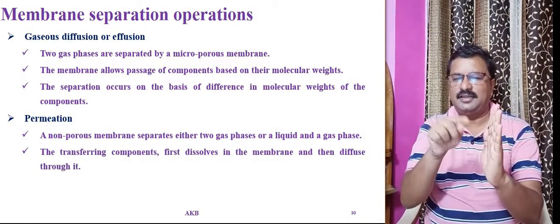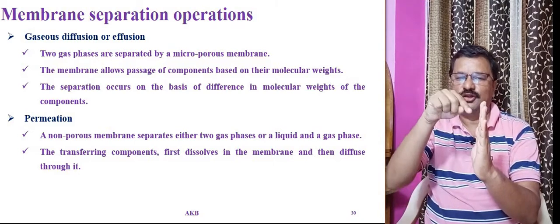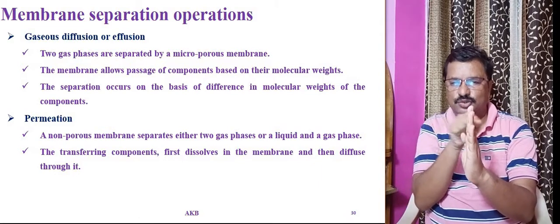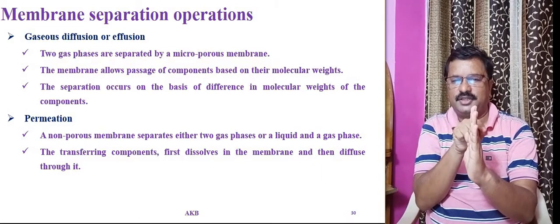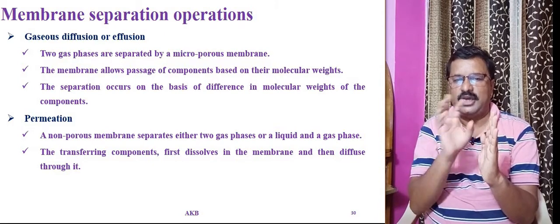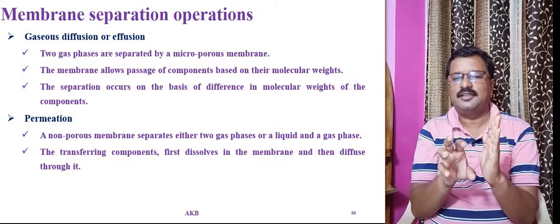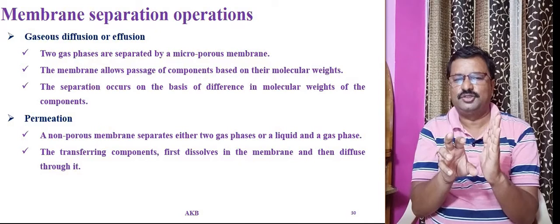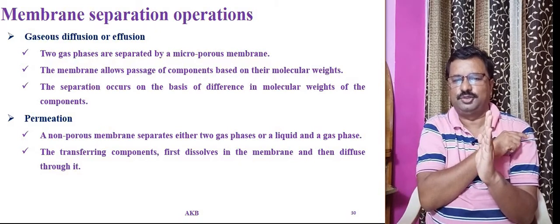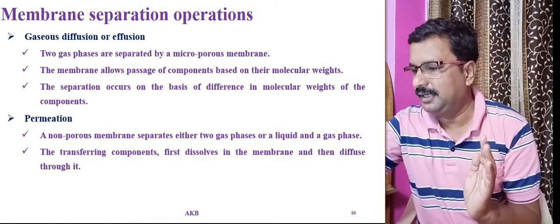The components that are transferring through this membrane, what will they do? They will first dissolve in the membrane, and after dissolving in the membrane, they will diffuse through the membrane under the influence of concentration gradient, and they will come to the other side. Okay? So in permeation, the components that are diffusing through the membrane will first dissolve in the membrane, and then they will diffuse through it, and this will happen under the influence of concentration gradient.